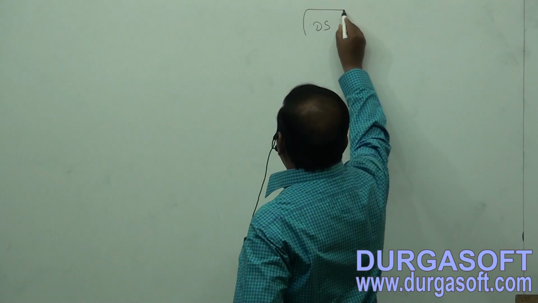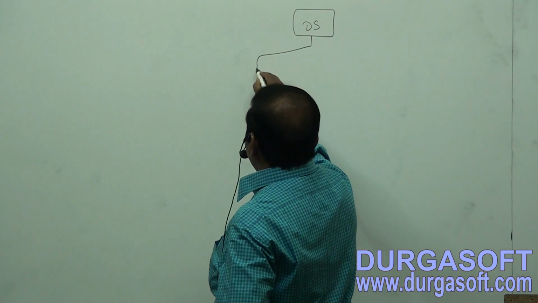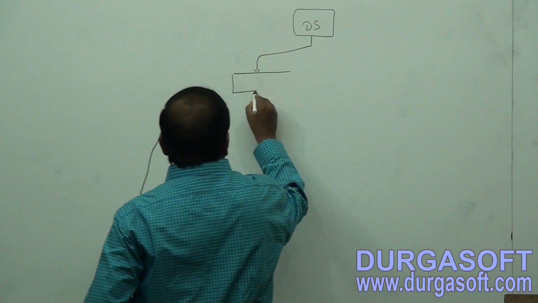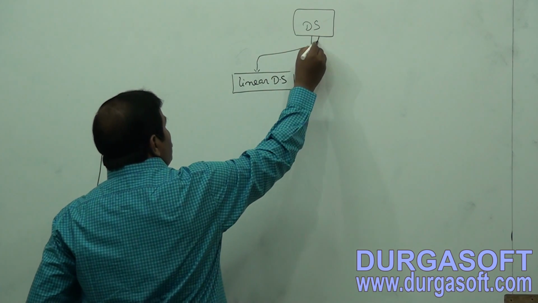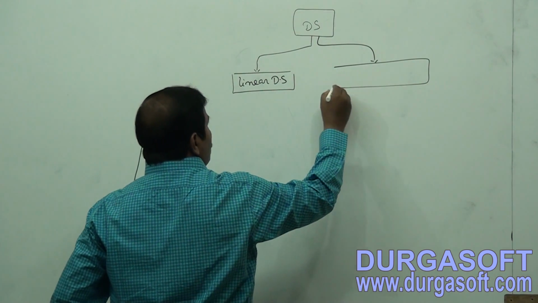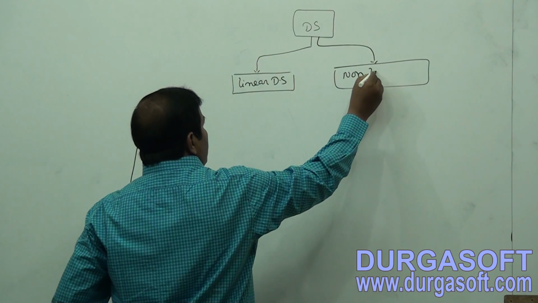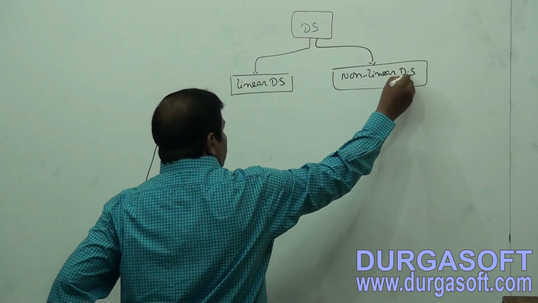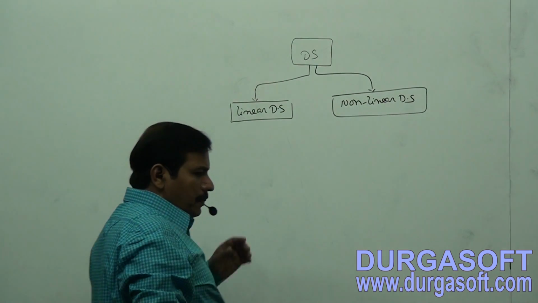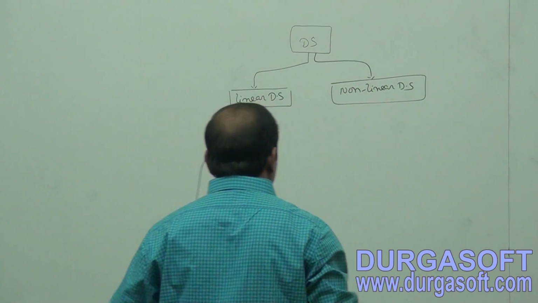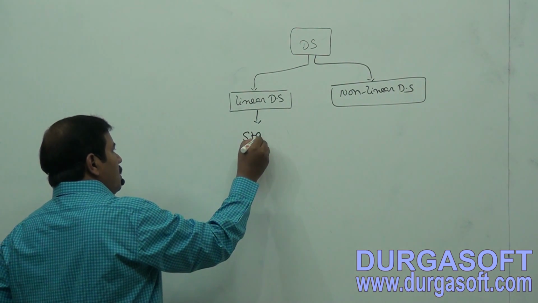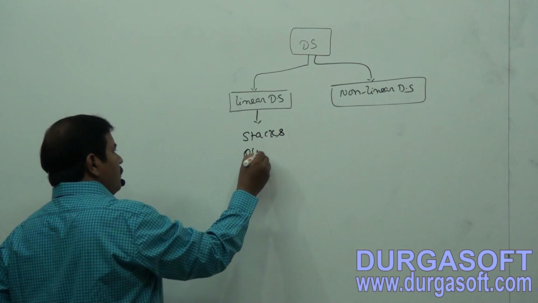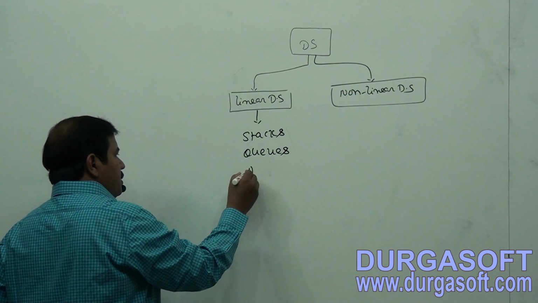And as I discussed in the last class, there are two kinds of data structures: linear data structures and non-linear data structures. So what are the examples of linear data structures? Arrays, linked list, stacks, queues. All these are examples of linear data structures.